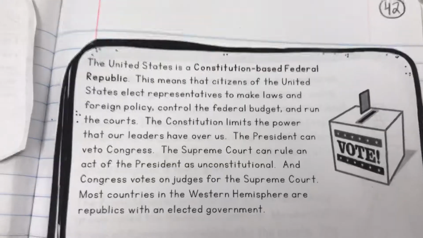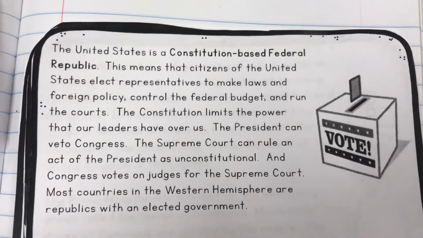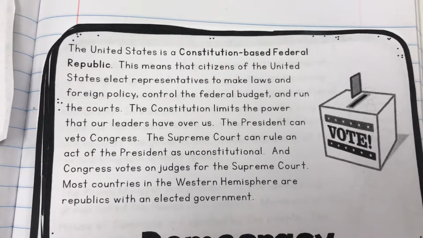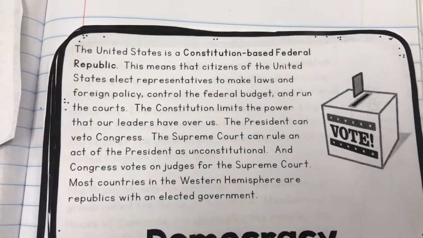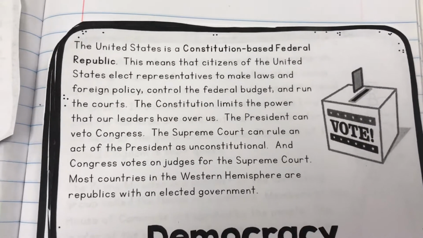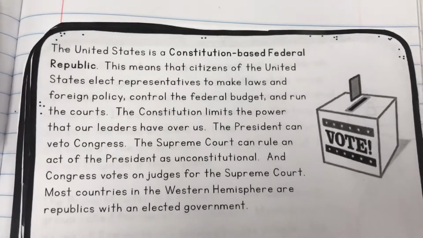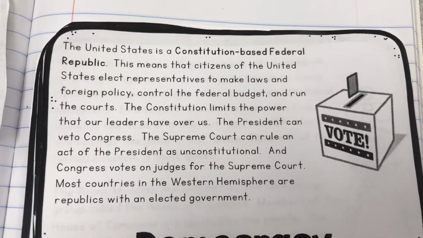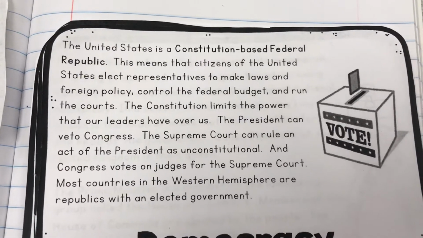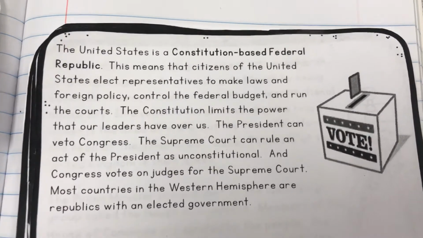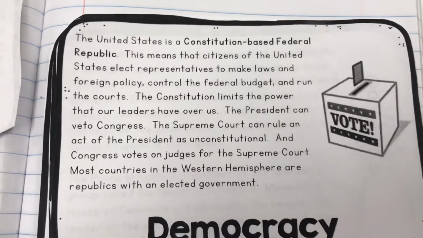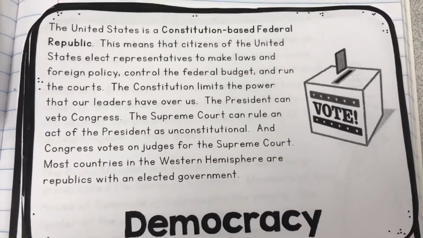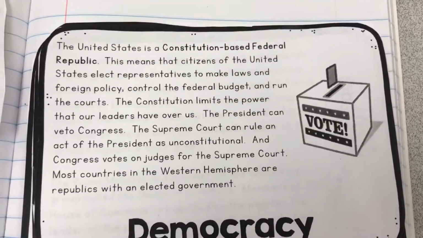Like the United States is a constitutional-based federal republic. This means that the citizens of the United States elect representatives to make laws and foreign policy, control the federal budget, and run the courts. The Constitution limits the power that our leaders have over us. Totally cool. The president can veto Congress. Whoa. The Supreme Court can rule on an act of the president as unconstitutional. Rude. And Congress votes on judges for the Supreme Court. Most countries in the Western Hemisphere are republics with an elected government. All right, that was my Valley Girl voice.